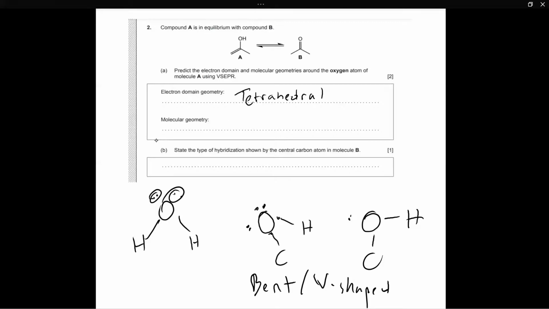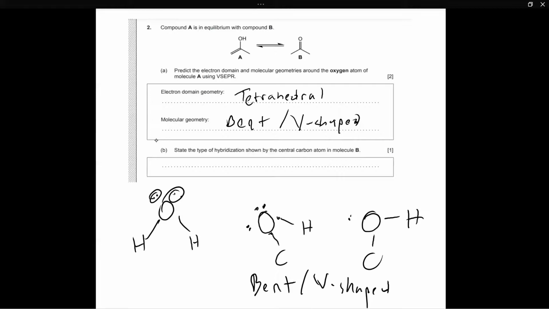So the molecular geometry is bent, or if you prefer the other term, you can write V-shaped. But in the exam, I would recommend you to only write one of them. I don't think you should write both, because that might confuse the examiner, or it might make you lose marks, even though both are the right answers.